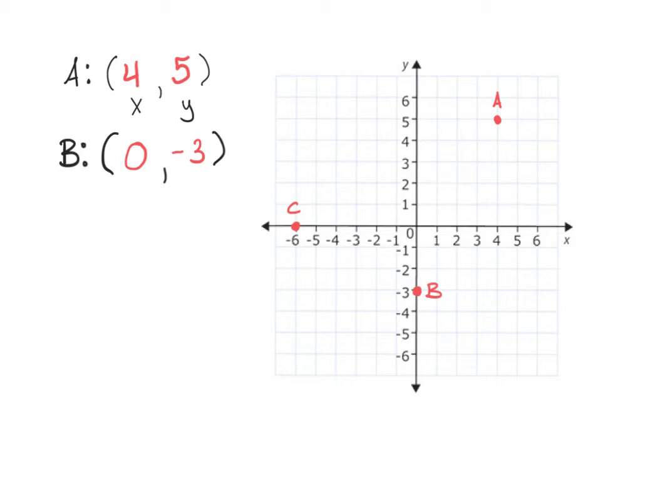Pause this video and see if you can write down in your notes the coordinate of point C, then unpause and check your work.